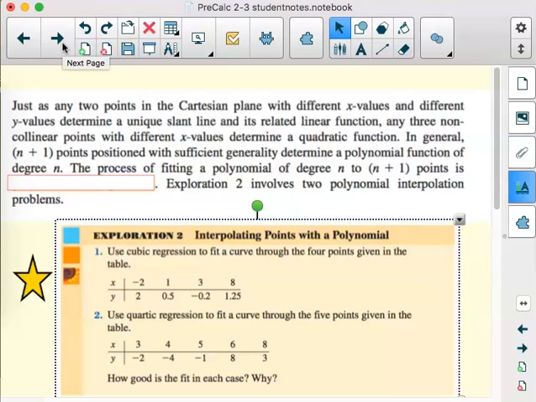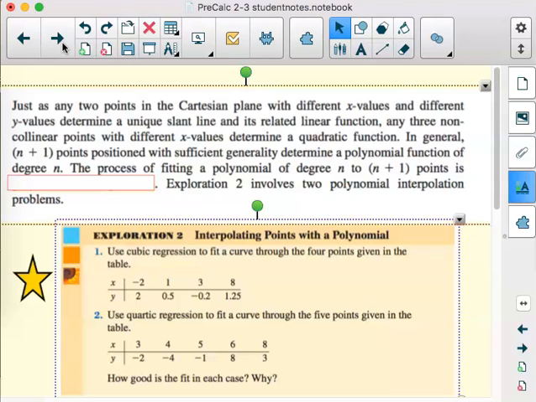So what we're trying to do here is find polynomials to represent situations. And that's a big part of learning higher math. You want to be capable of taking those higher paying jobs of programming. So just as any 2 points in the Cartesian plane with different x values and different y values determine a unique slant line, so 2 points determine a line. That's way back from the point line plane postulate in geometry. Any 3 non-collinear points with different x values determine a quadratic.